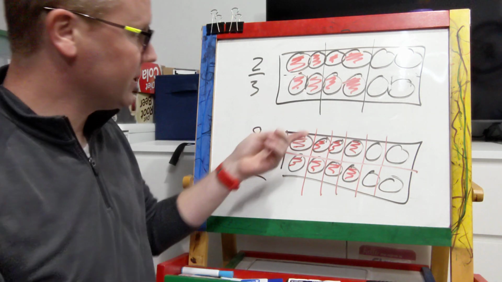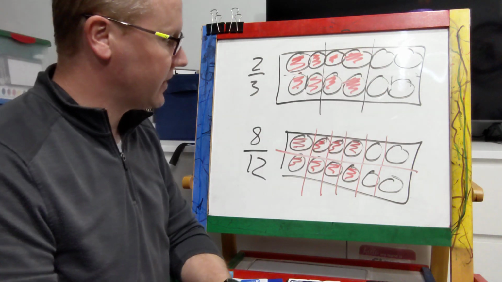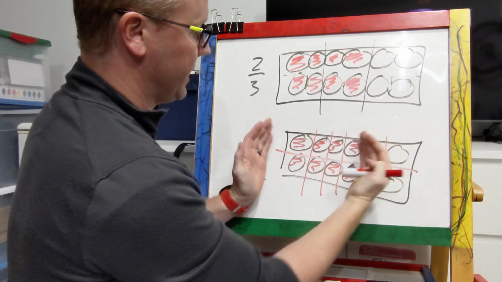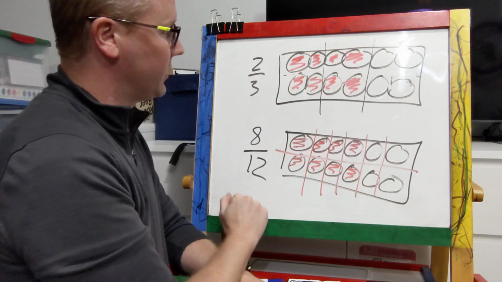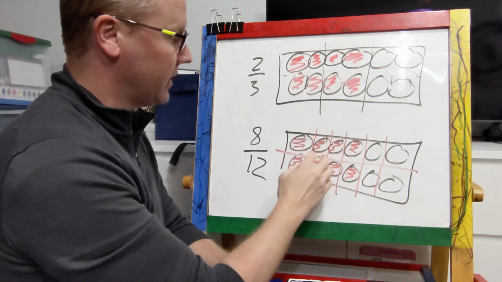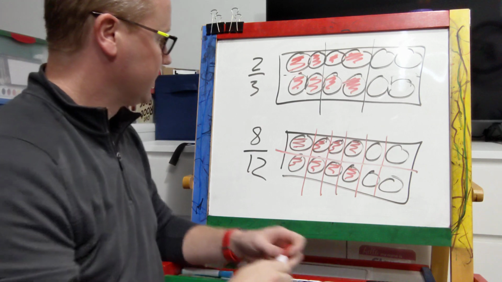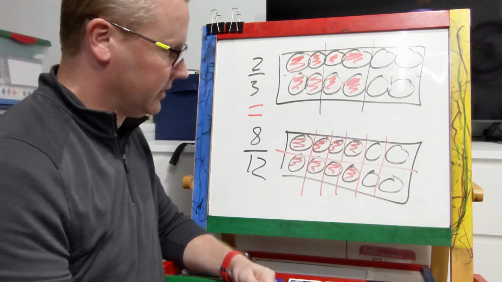All right, now we can look at these fractions and compare them. I can say, are they greater than, less than, or equal? And what you're going to be looking at is the part that you have colored in. So if I'm looking at this, there's 8 eggs colored in. This has 8 eggs colored in. 4 are not, 4 are not. So I would say that these two fractions are equal to each other.